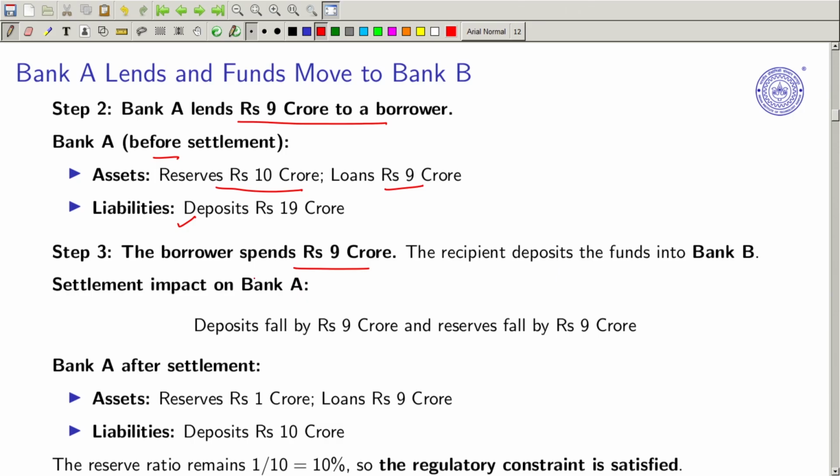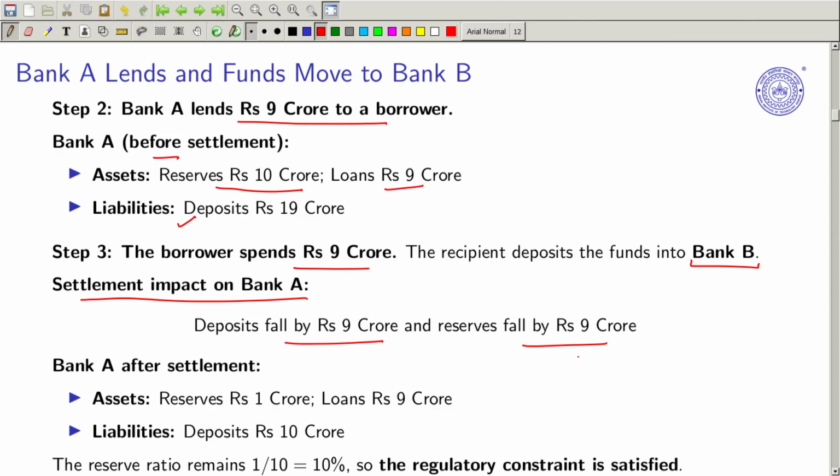Now the borrower spends rupees 9 crore and the deposit goes. So this borrower deals now with bank B with 9 crore, right? So for bank A, deposit will fall by 9 crore, right? And reserves fall by the 9 crore also, because from reserve only the bank has lent, right? And deposit will also fall by the same. So this is what we have here.